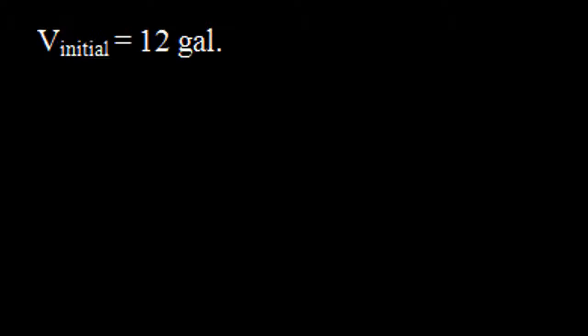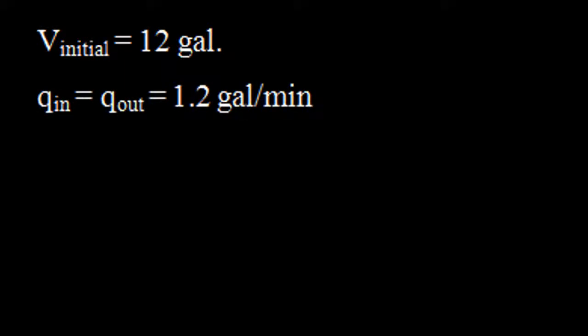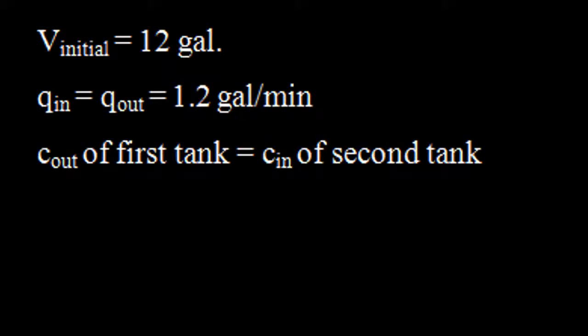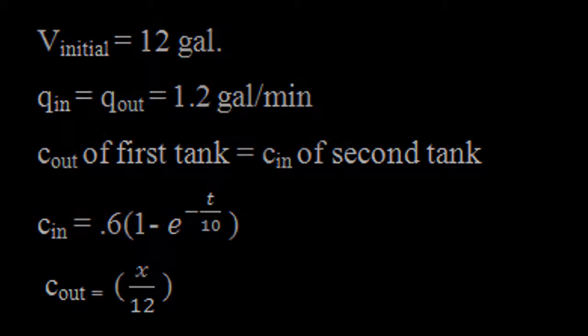For the second tank, the initial volume is 12 gallons. The rate at which the solution enters and leaves the tank is just the same, which is 1.2 gallons per minute. We've established earlier that the salt concentration leaving tank 1 is equal to the salt concentration entering tank 2. And the concentration out of the second tank will be the mass over the volume, which is x over 12.